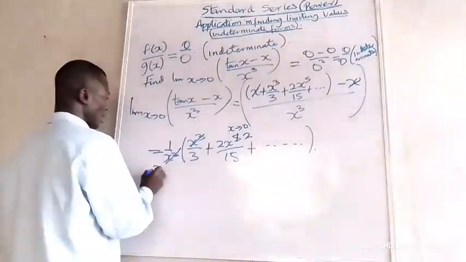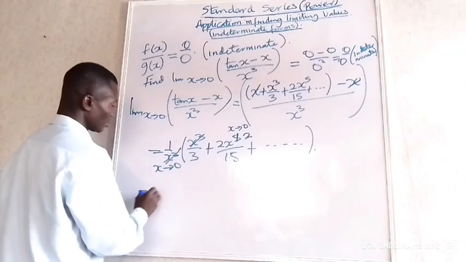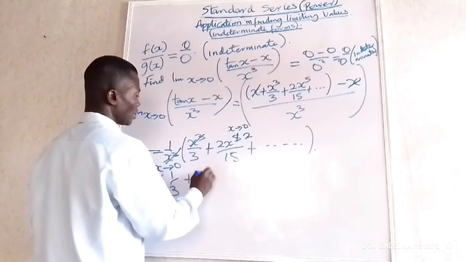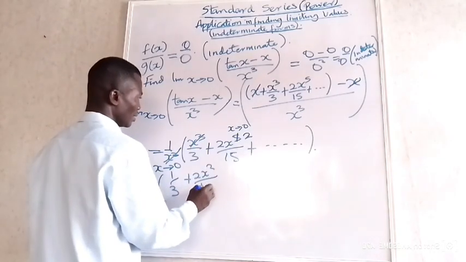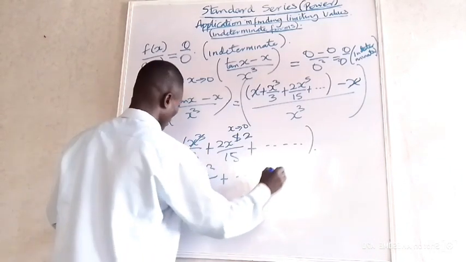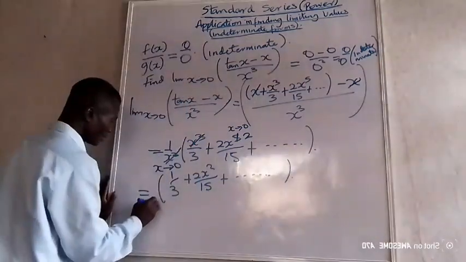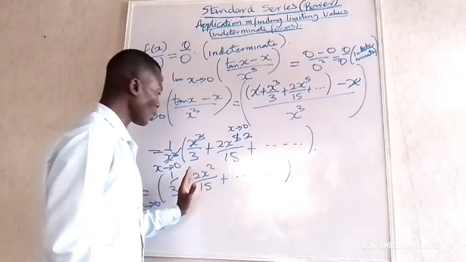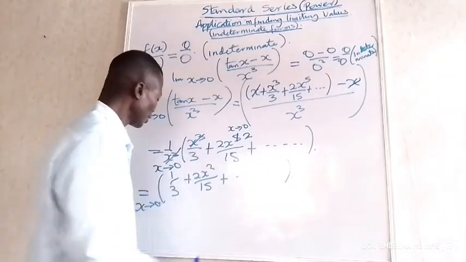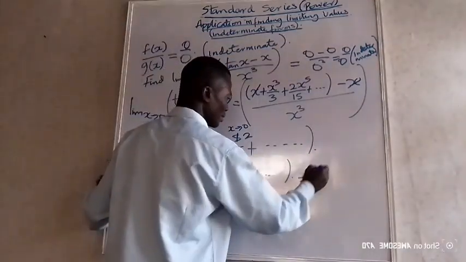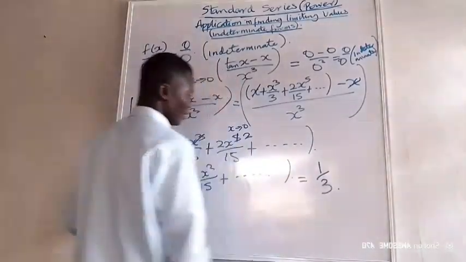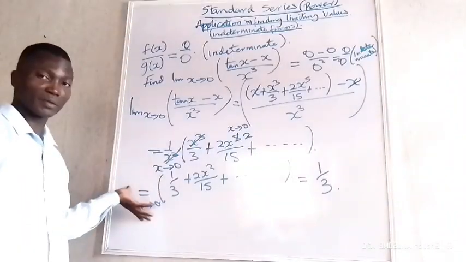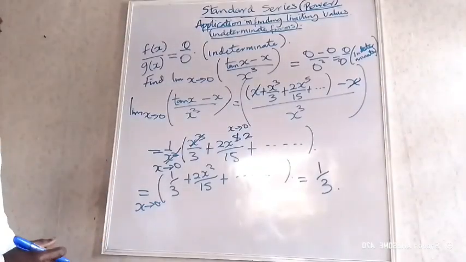So at the end of the day, I know x tends to 0. It's going to be 1 over 3 plus 2x squared over 15. Don't forget, x tends to 0. When we put 0 for x in this place, all these other terms will cancel out. So at the end of the day, our answer is 1 over 3. So you can see one of the applications of this standard series. It's very useful in so many other situations.